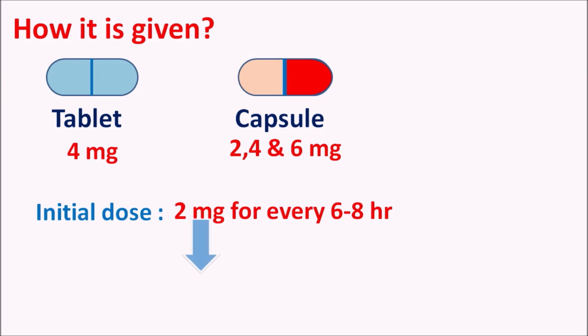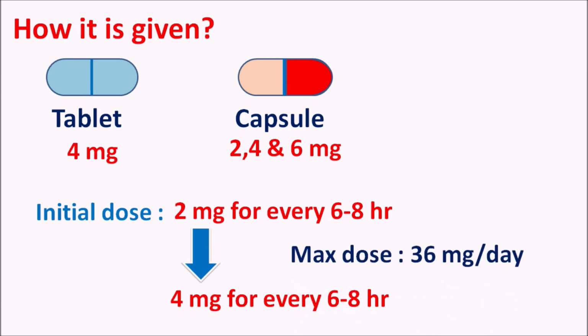And the dose can also be increased up to 4 mg. Again, it is given for every 6 to 8 hours. But the maximum dose of this drug should not be exceeded greater than 36 mg per day. So based on the efficacy, the dose should be increased. And in the patients with any renal insufficiency or patients with significant sedation and hypotension, the dose should be reduced.